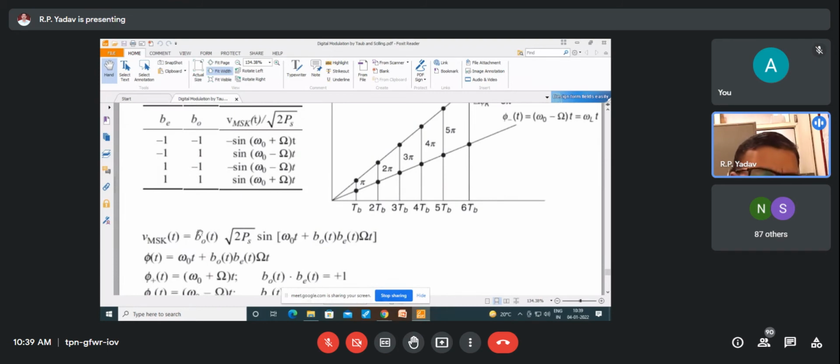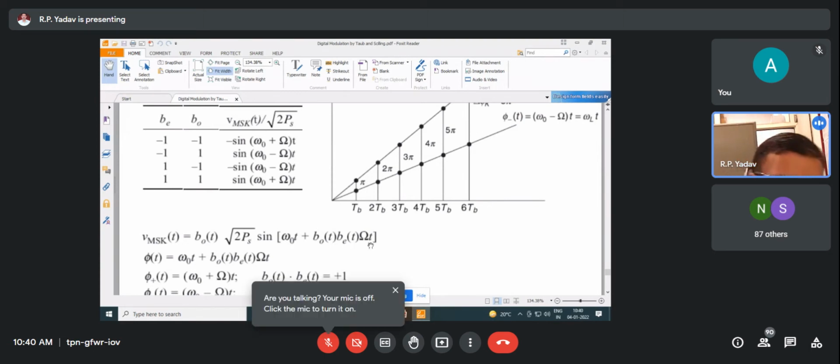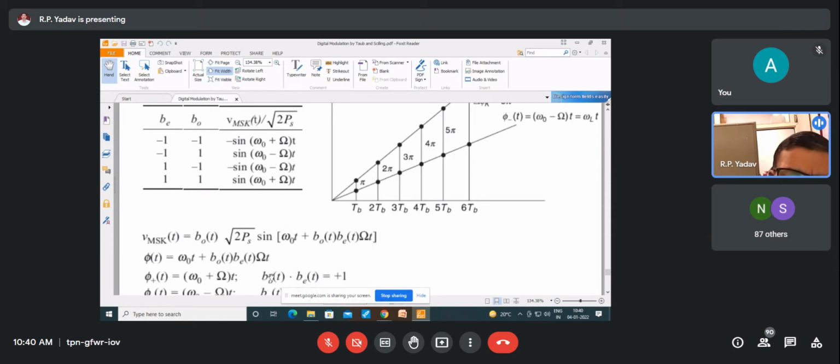If I write my MSK equation for the phase variation, I can write it as B0(t) √(2/T) sin(ω0 t plus B0 B σ t). I can represent my MSK in this reduced form to study the phase. Look here at how the phase is getting modified for this particular sinusoid. ω0 is no problem. The phase will be varied by B0 and B(t), depending upon their combination of 1 or -1. σt is the phase shift, because that's where the higher and lower frequency will be picked up. So this particular expression represents the phase variation.